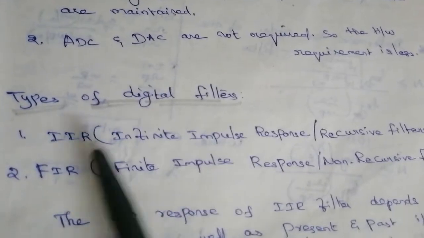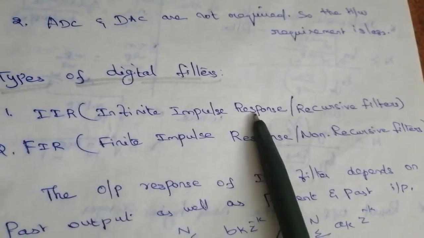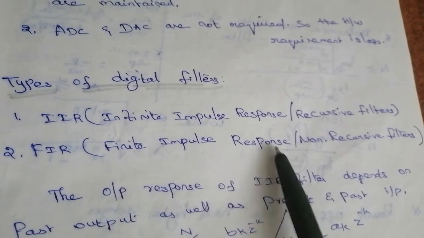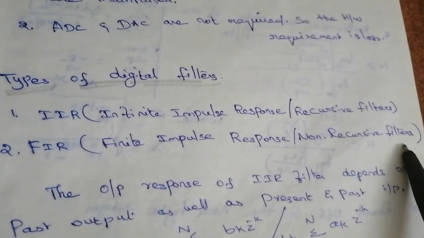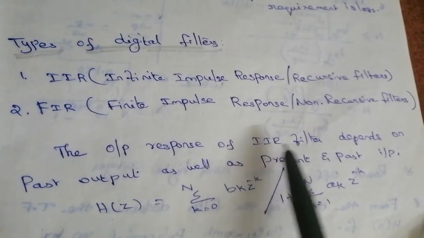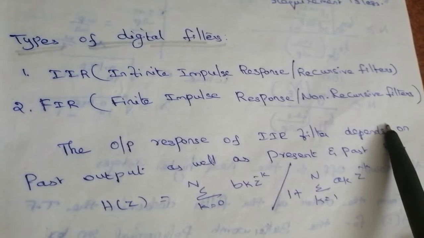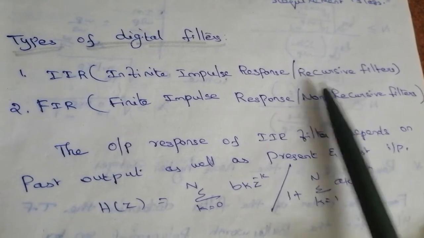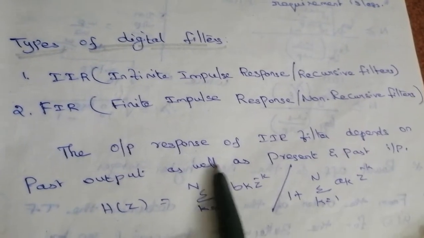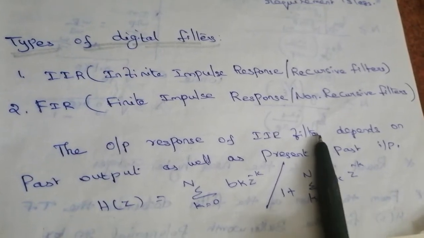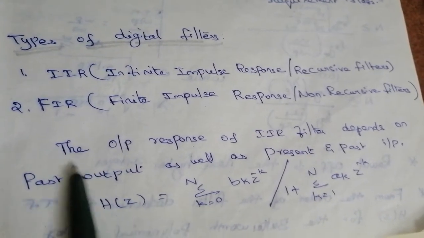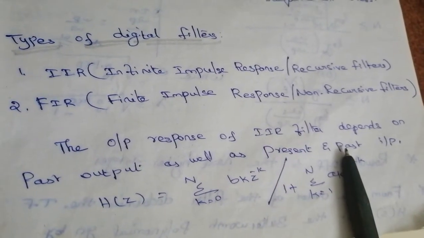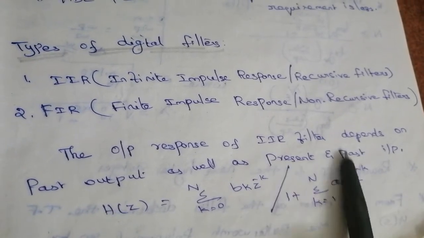Types of digital filter: IIR, infinite impulse response, which is called a recursive filter. The next one is FIR, finite impulse response, or non-recursive filter. The output response of an IIR filter depends on the past output as well as the present and past input. That's why it's called a recursive filter, right? So the IIR filter output depends on past output, that is the previous output, as well as current input and past input, right? So this is called causal, right?